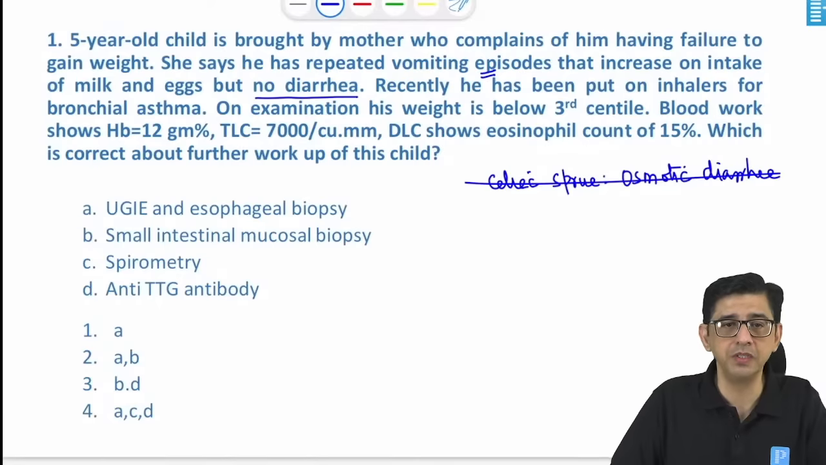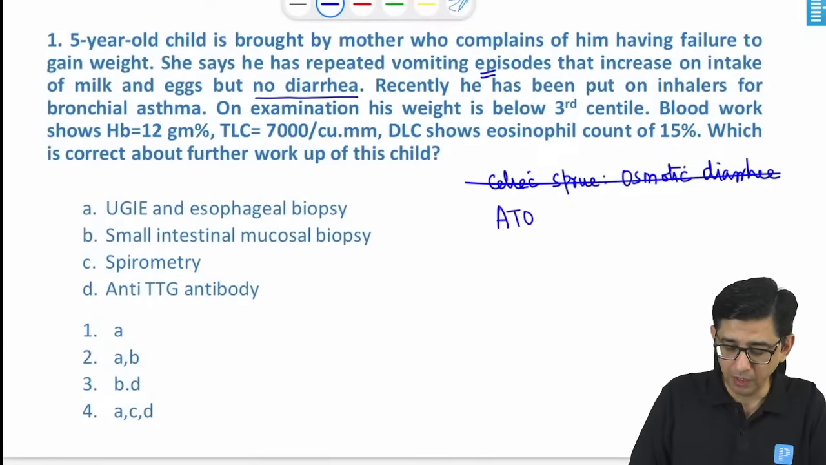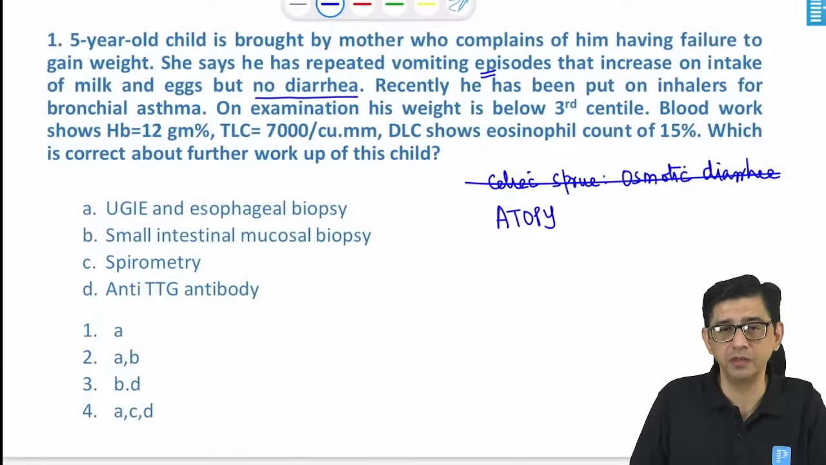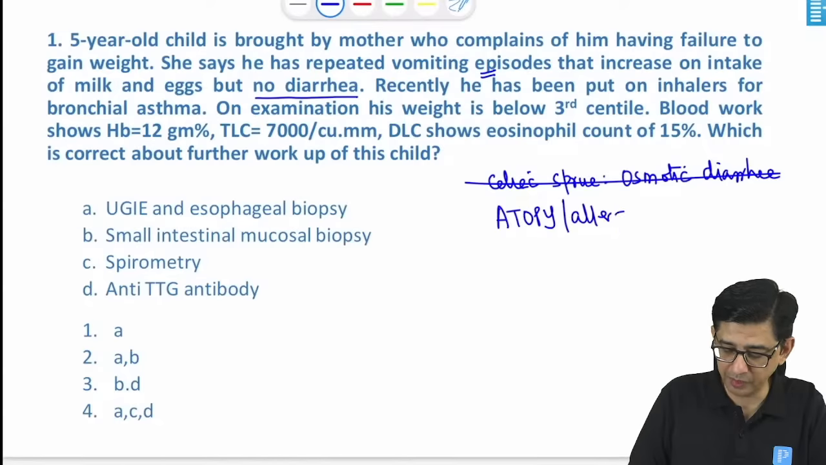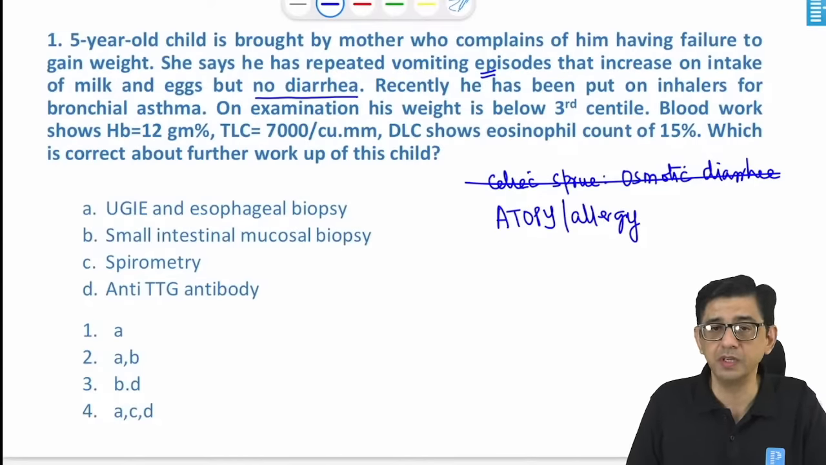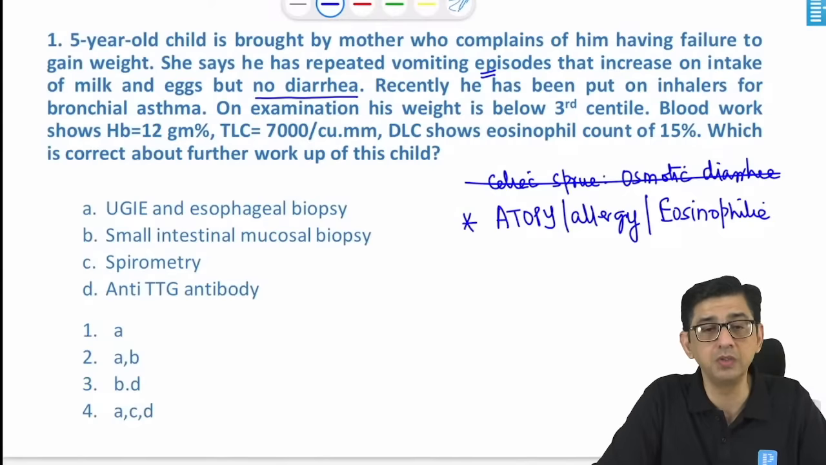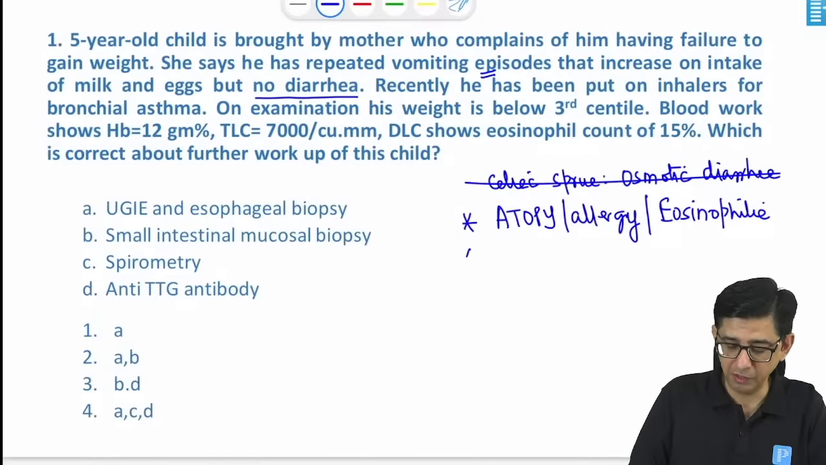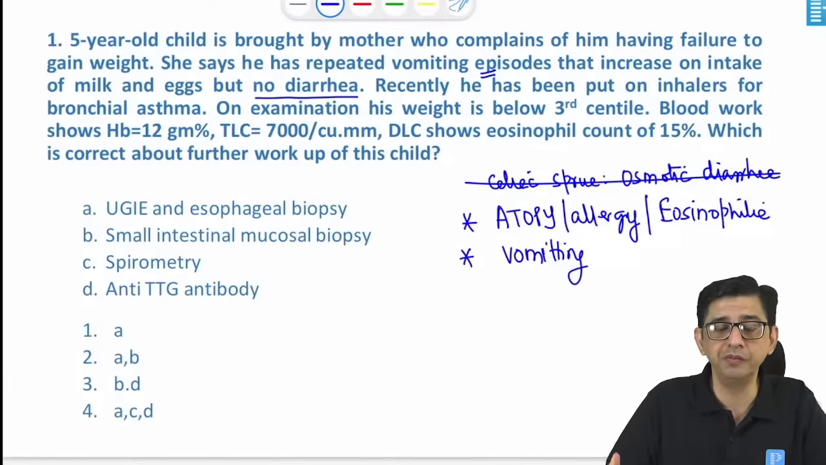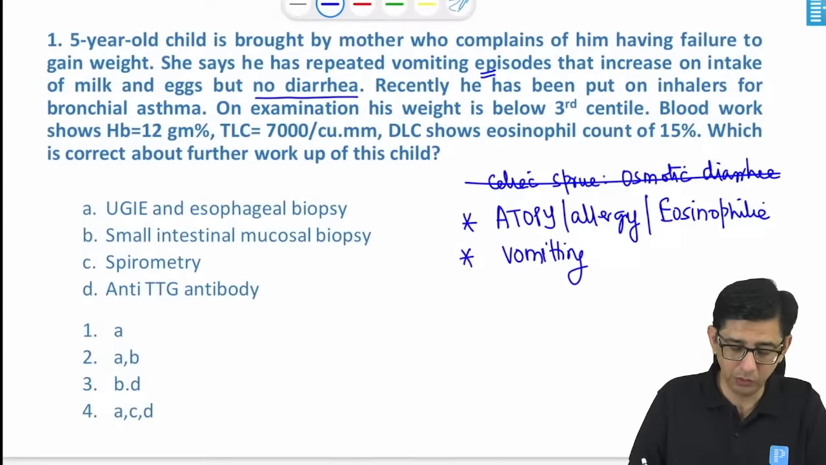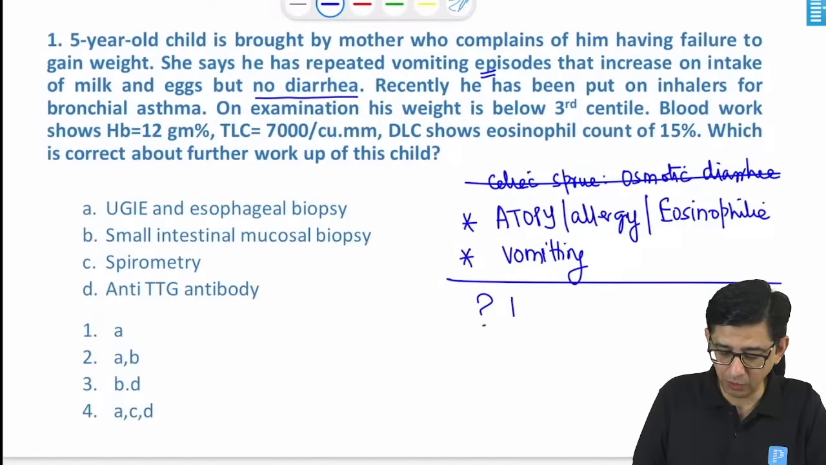Plus, the question also mentions that this child is having features of atopy. Considering that there is bronchial asthma given in this question, that tells us there is some kind of allergic component present here. Also suggestive of this allergic component is that the eosinophil count of this child is relatively elevated. If we combine the information here, that is atopy, allergy, eosinophilia, and vomiting episodes with some kind of allergy to specifically milk and eggs, the common thing would be the protein component. So the clinical diagnosis in this particular case would not be celiac sprue, but eosinophilic esophagitis.